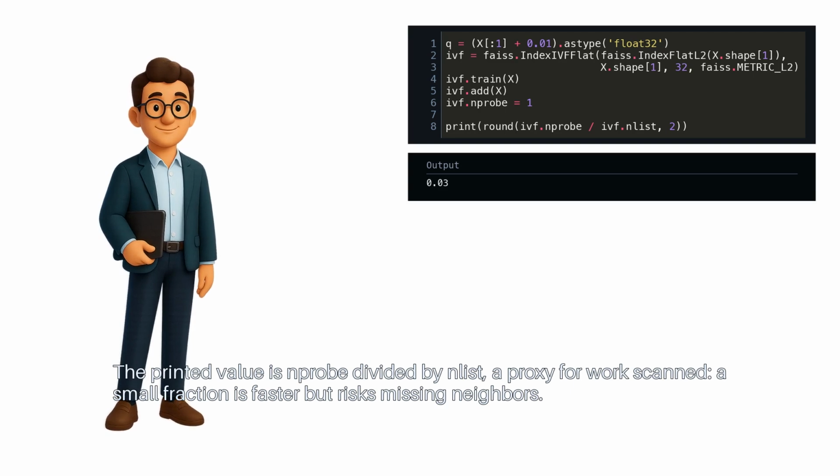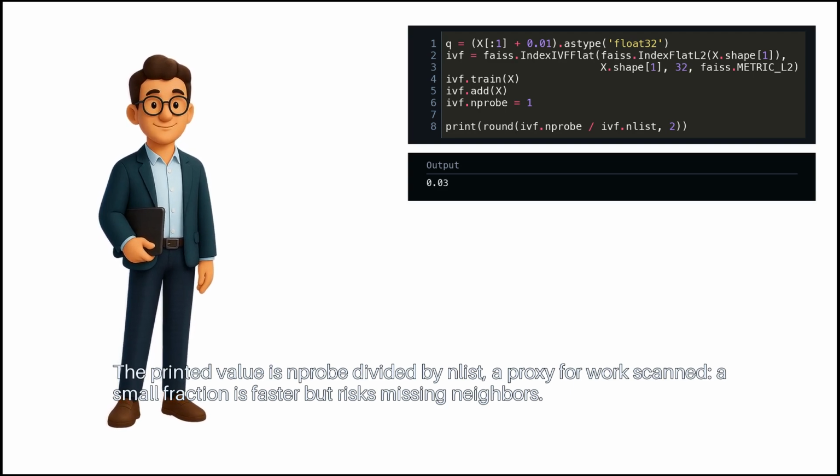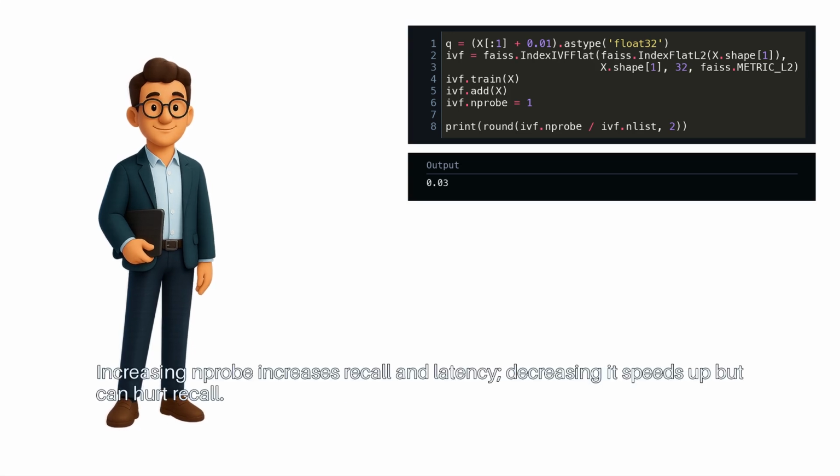A small fraction is faster, but risks missing neighbors. Increasing nprobe increases recall and latency. Decreasing it speeds up but can hurt recall.